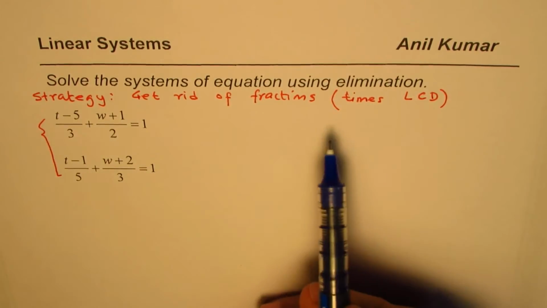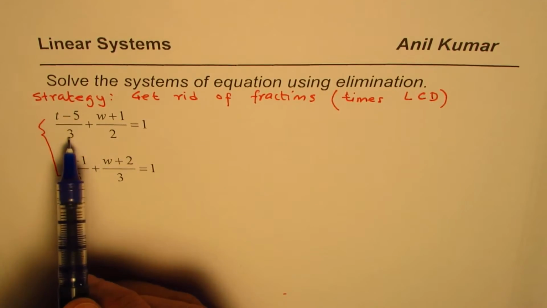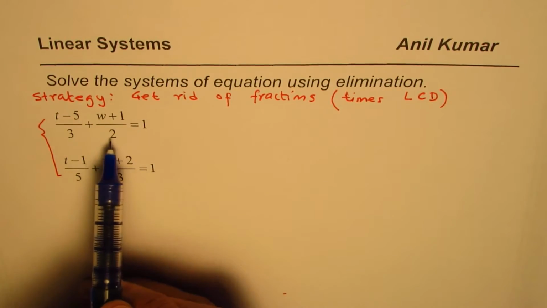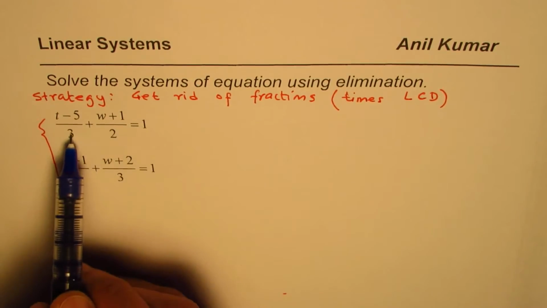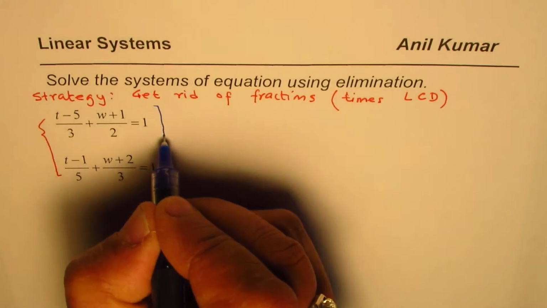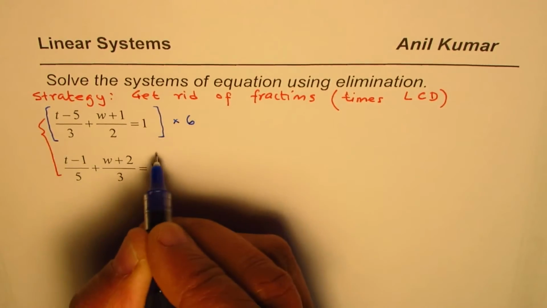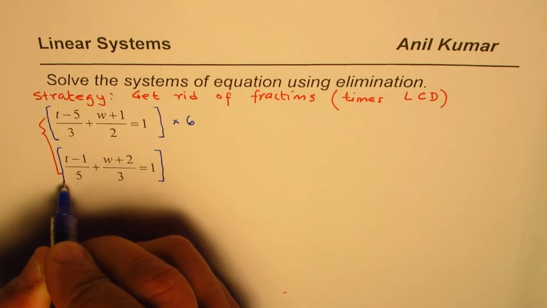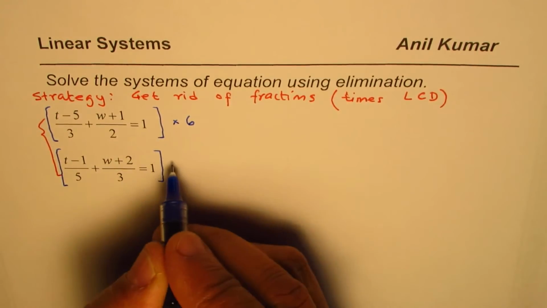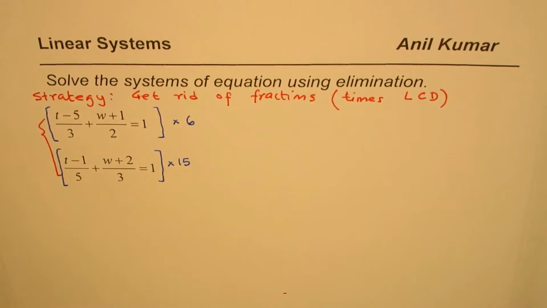So what I'm trying to say here is equation number 1 given to us is (t minus 5) over 3 plus (w plus 1) over 2 equals 1. The lowest common denominator is 6, 3 times 2. So this equation we are going to multiply by 6. And the second one we are going to multiply by 5 times 3, 15. In that case, we'll get rid of fractions, right?